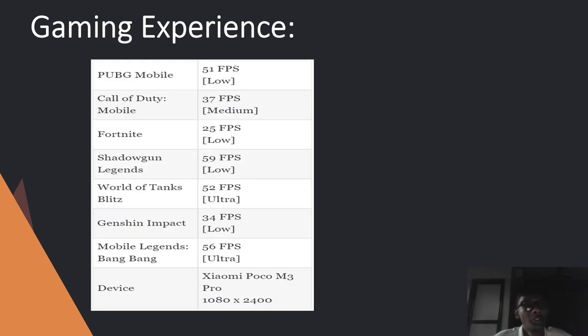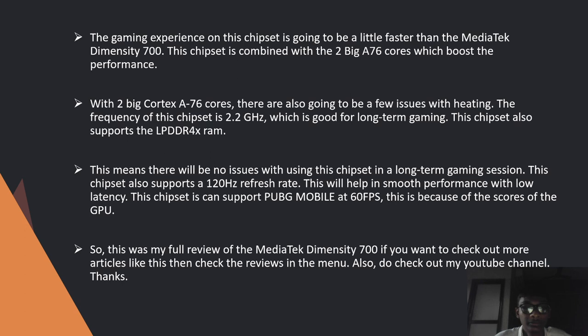Now the most important thing is the gaming experience. For PUBG Mobile it is 51 FPS, for Call of Duty 37 FPS, for Fortnite 25 FPS, for Shadowgun Legends 59 FPS, for World of Tanks Blitz 52 FPS, Gunship Impact 34 FPS, Mobile Legends 56 FPS, and the device is Xiaomi Poco M3 Pro.